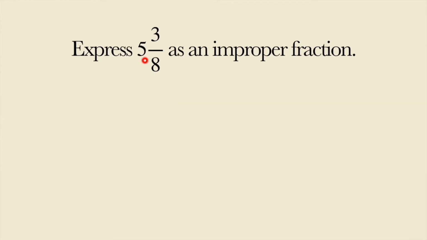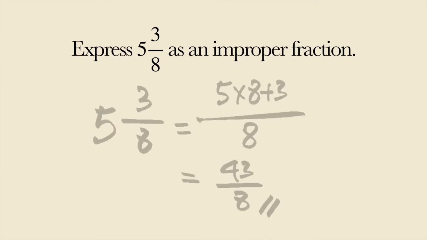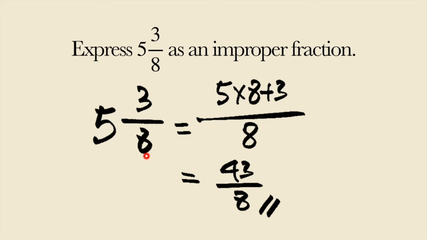So here we have 5 and 3 over 8 to be expressed as an improper fraction. So if this denominator is 8, then we are going to take 8 times 5. Why? Because 1 whole here is 8 over 8 units. 5 wholes will therefore be 5 times 8 plus that remainder of 3. So we know that 5 times 8 gives us 40. So 40 plus 3 gives us 43.